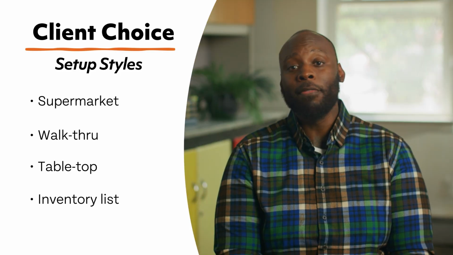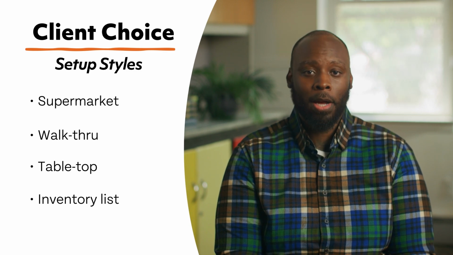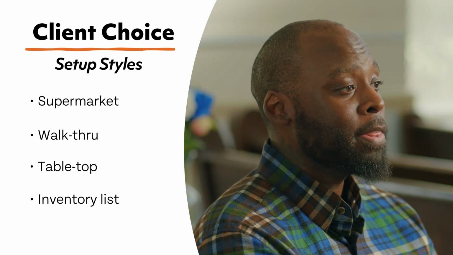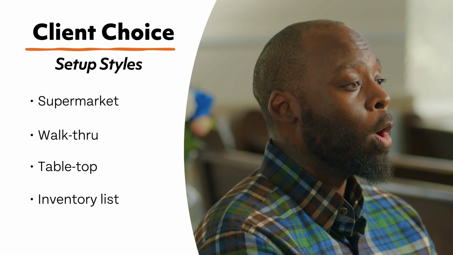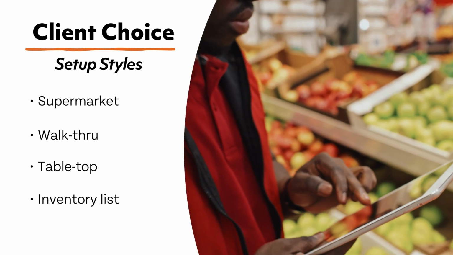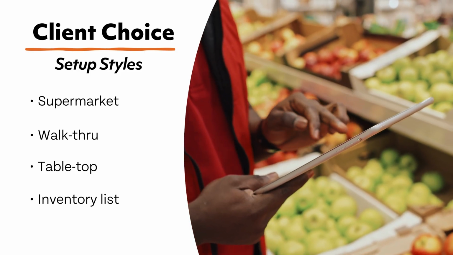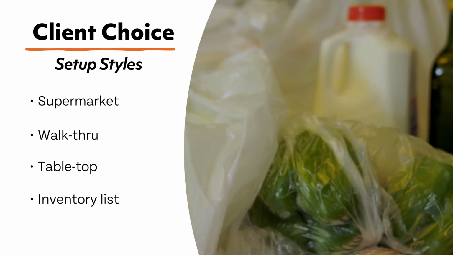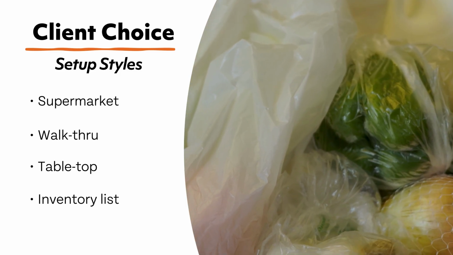Lastly, we have inventory list. Inventory list client choice has the most variety in the way that it can be done. Inventory list can be anything from the items being listed on a board or a paper and the client selects them, to something as technologically advanced as an online ordering system where clients pick their items from a tablet. A volunteer team prepares the items and then meets the client and gives them the food items of their choice.